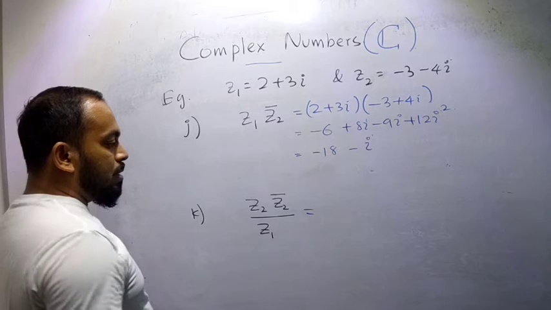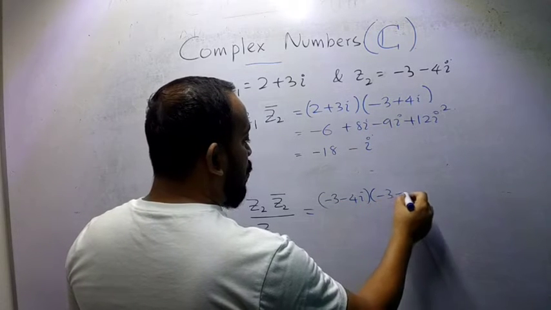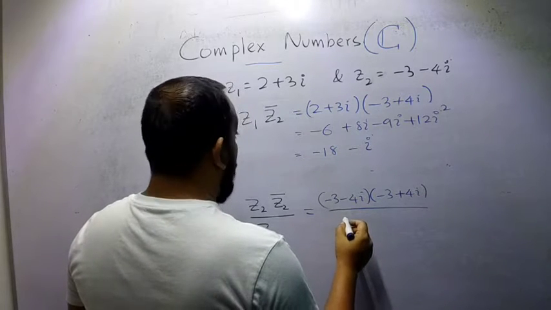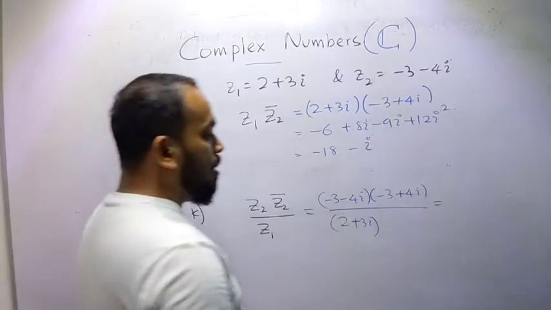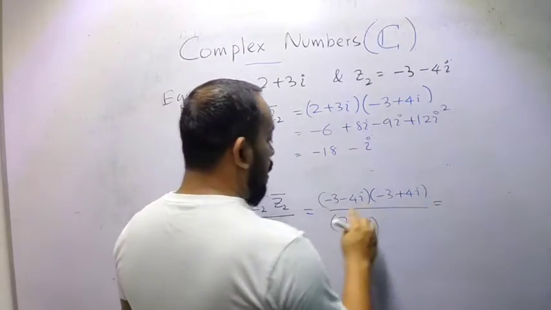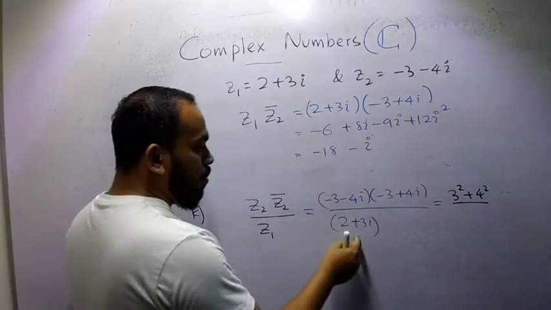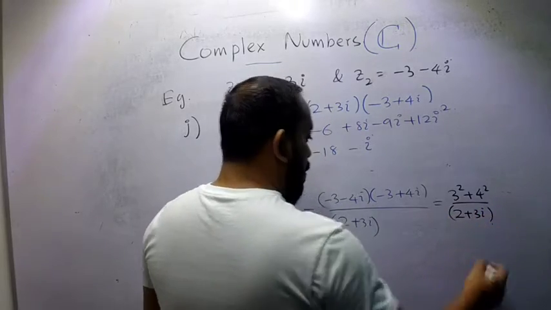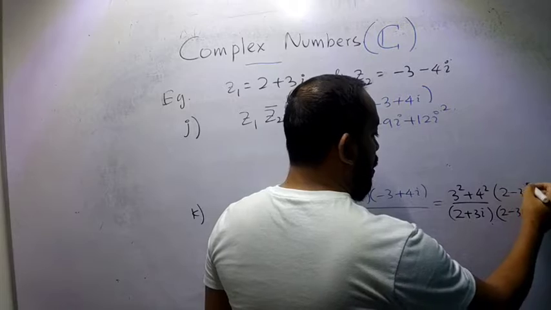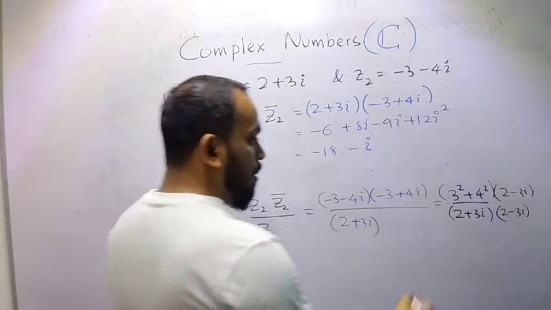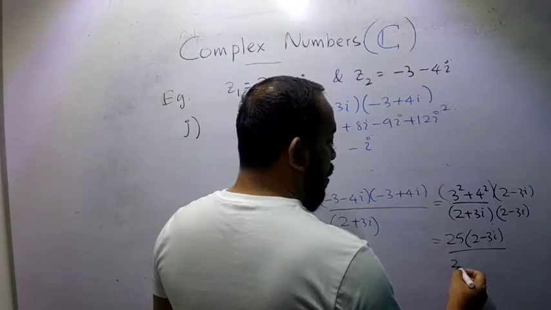Here Z2 by its complex conjugate, so minus 3 minus 4i by its complex conjugate, then 2 plus 3i. So what do you get? When you multiply a complex number by its conjugate, you get modulus squared. So just take the sum of the two squares of the components. So 3 squared plus 4 squared, and here we get 2 plus 3i. But you know that you have to multiply it by its conjugate, 2 minus 3i. So what do you get? Here this is just 25. Here you get 2 squared plus 3 squared.